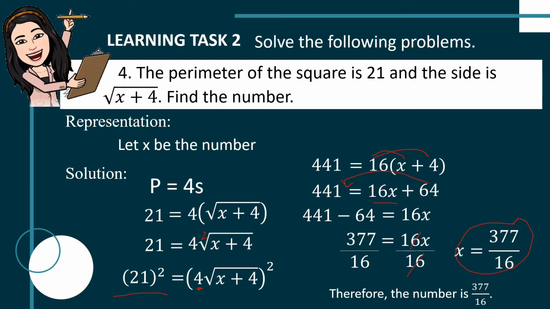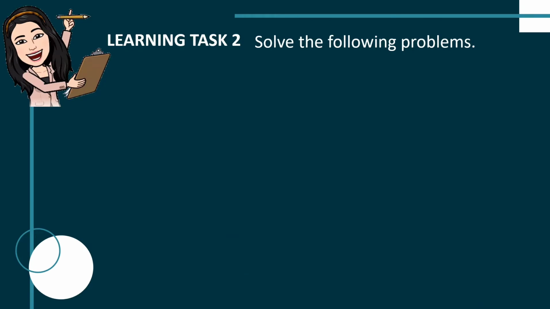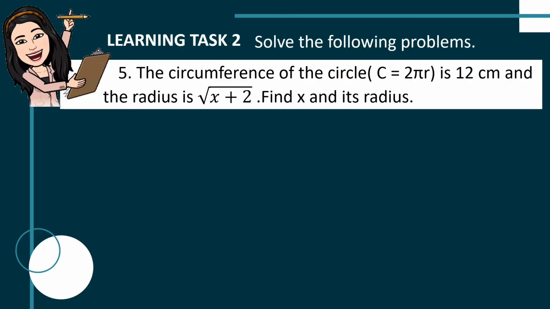Okay? Let us proceed to problem number 5. So, we have the given the circumference of the circle or c is equal to 2 pi r is 12 cm. So, dito, geometric problem ulit ito, which involves the circumference of the circle. So, binigay na dito yung formula in finding the circumference, and that is c is equal to 2 pi r. And the radius is equal to square root of x plus 2. Find x and its radius. Ano? So, we are looking for that number, yung x na yon, yung unknown, and also the radius, which is equal to square root of x plus 2.